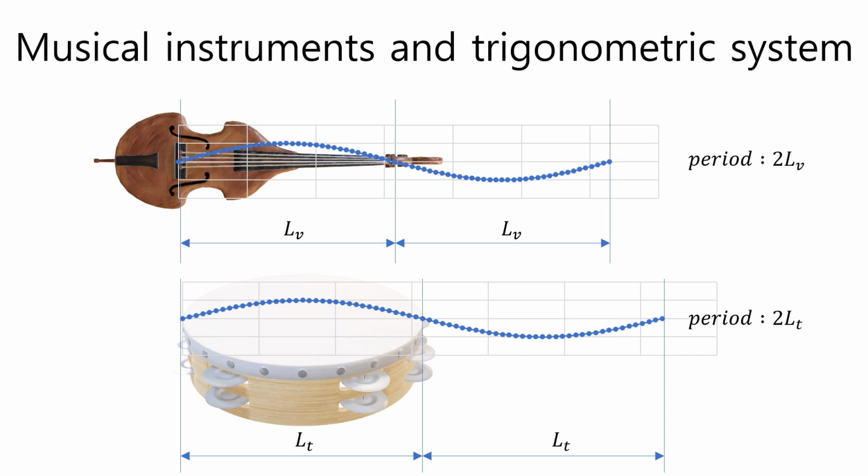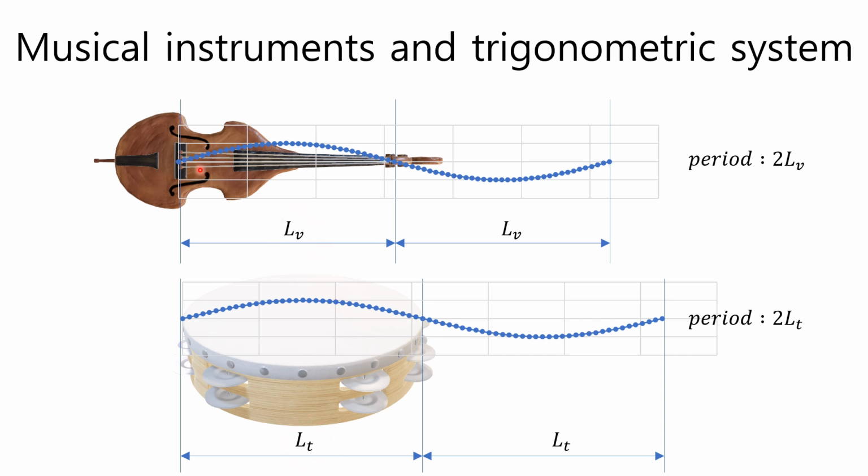For example, consider modeling the length of an instrument as a trigonometric function. In the case of a violin, the length of the violin strings is Lv and the fundamental period is 2Lv. In the case of the tambourine, the diameter of the surface is Lt and the fundamental period is 2Lt. In the case of these instruments, the movement of the string or surface, i.e. vibration, can be expressed as a trigonometric function using Lv and Lt, which are half of the fundamental period.